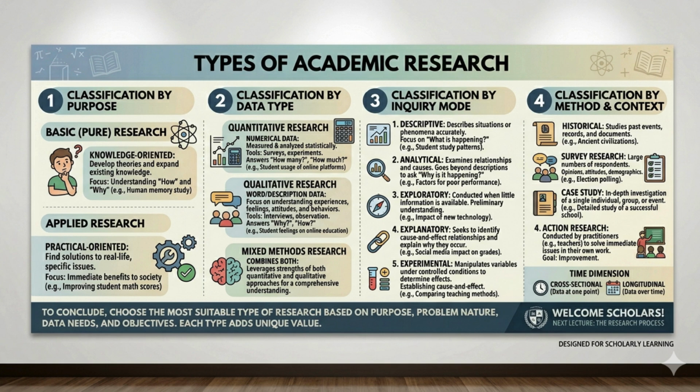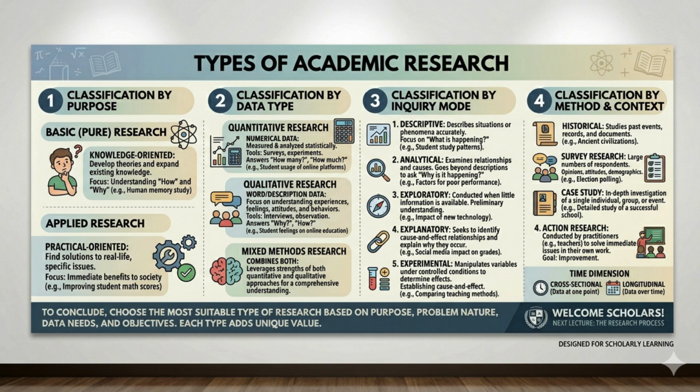One of the most scientific forms of research is experimental research. In this type, researchers manipulate one variable and observe its effect on another variable under controlled conditions. For example, a teacher may divide students into two groups. One group is taught using traditional methods, while the other uses smart classroom technology. The researcher then compares the academic performance of both groups.